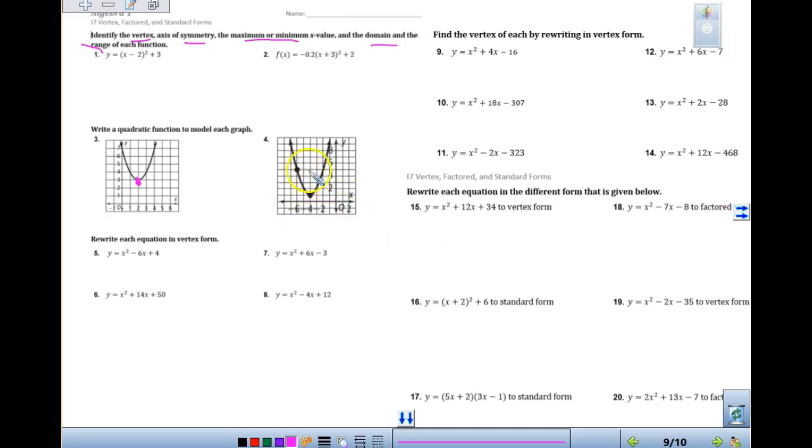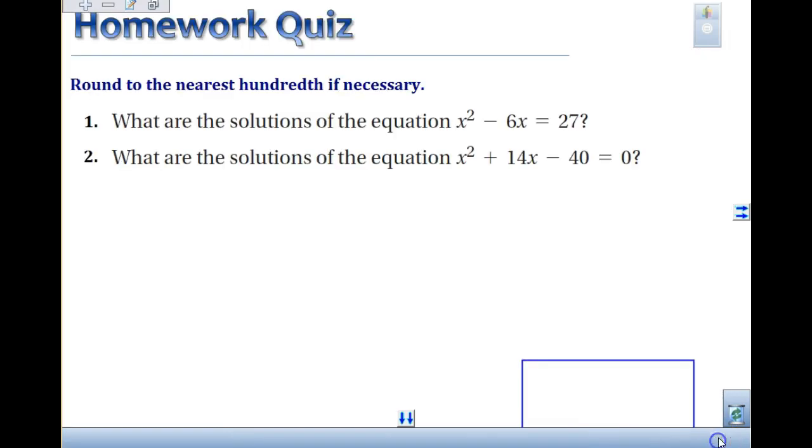This one, very similar, vertex form. So write a quadratic function to model this equation. You can check to see that it gives you these different values. This one says write it in vertex form. Find the vertex. Rewrite the equation in a different form than below, so they tell you which form to write it in.